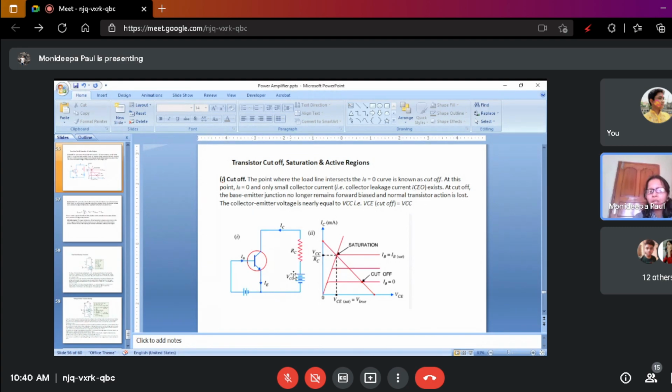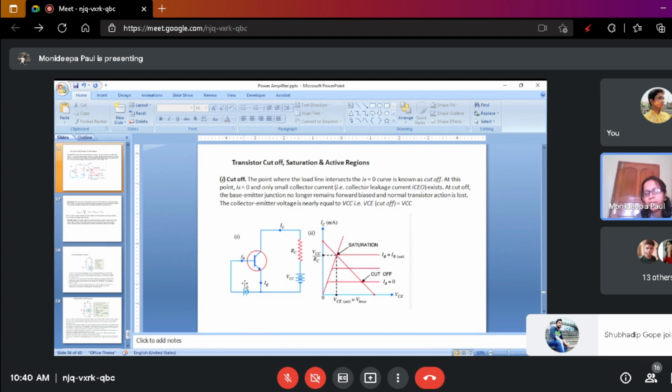Here I am considering the common emitter configuration. The point where the load line intersects the IB equal to 0 curve is known as cutoff. In that case, IB, the base current, is 0, and only a small collector current exists. At cutoff, the base emitter junction no longer remains forward biased. If IB is equal to 0, the base emitter junction is not in forward bias condition, and normal transistor action is lost. So the transistor cannot operate.